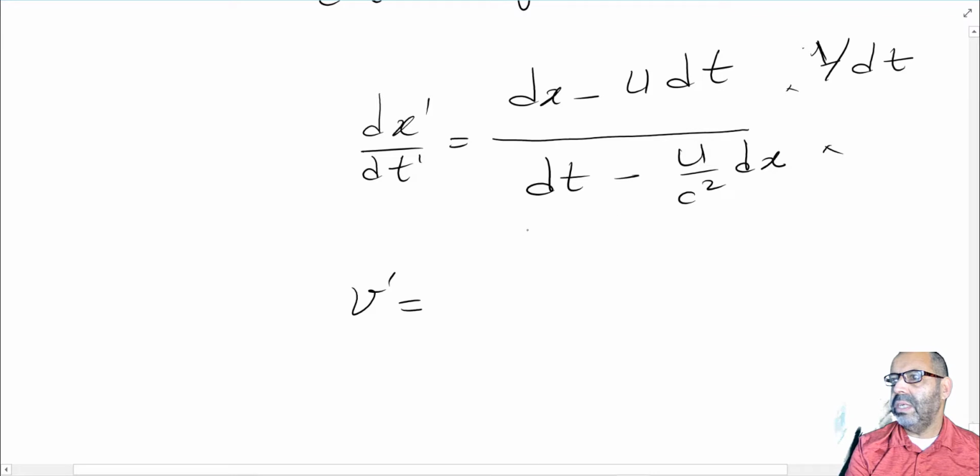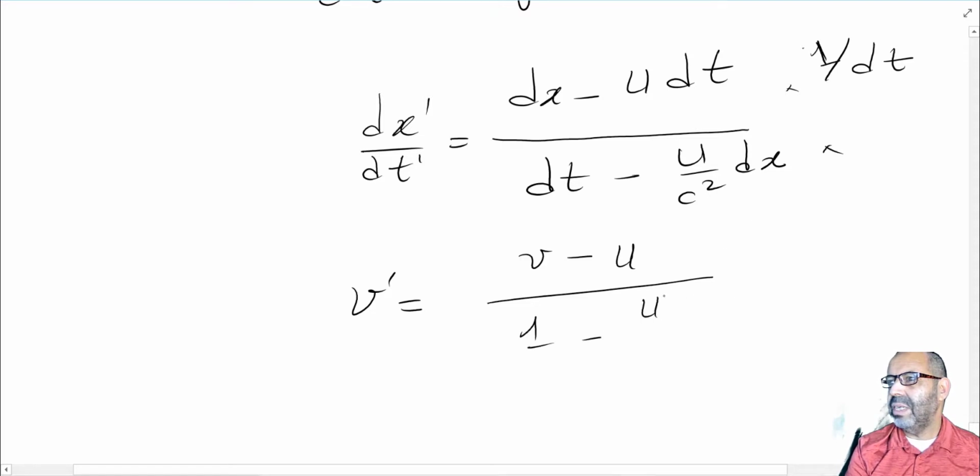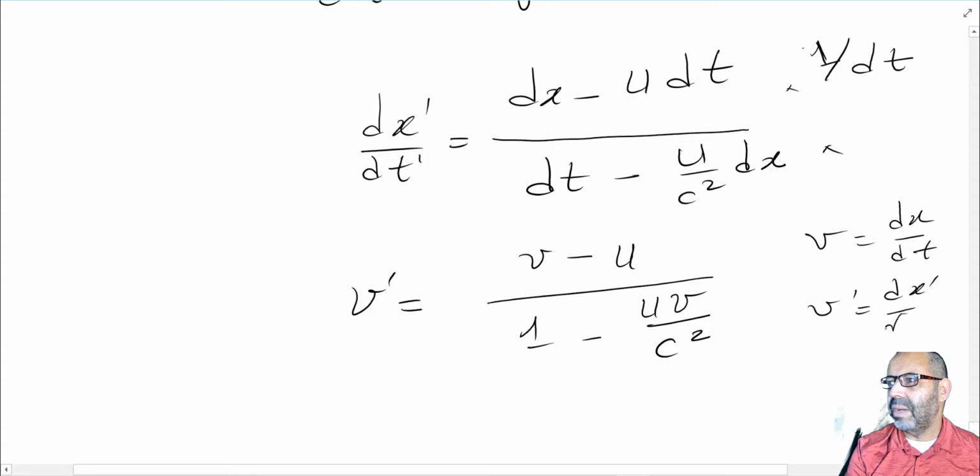I will have dx over dt, which is v. That's why I switched actually to this notation now quickly. u dt over dt, that's going to be u, over dt over dt, that's going to be 1, minus u times dx over dt, that's actually v, divided by c squared. Okay, so I hope that you guys picked up the fact that I'm using v for dx over dt, and I'm using v prime as dx prime over dt prime.